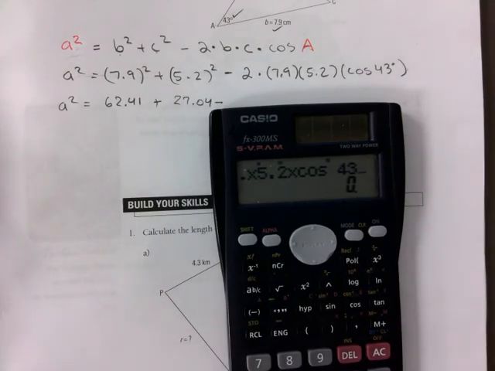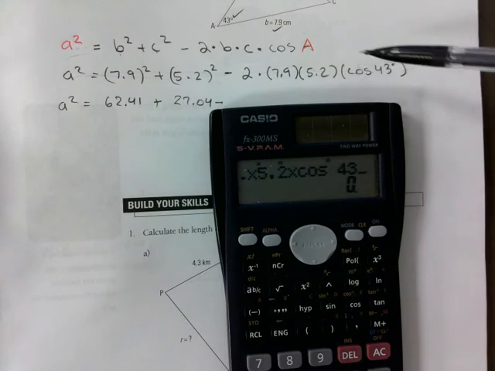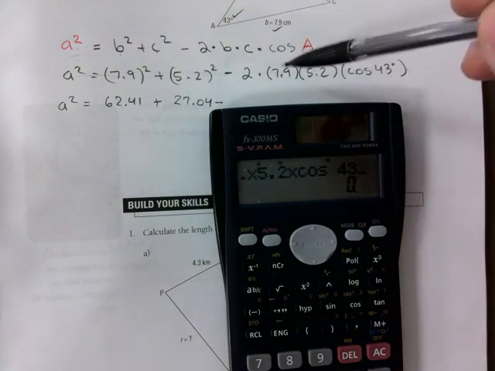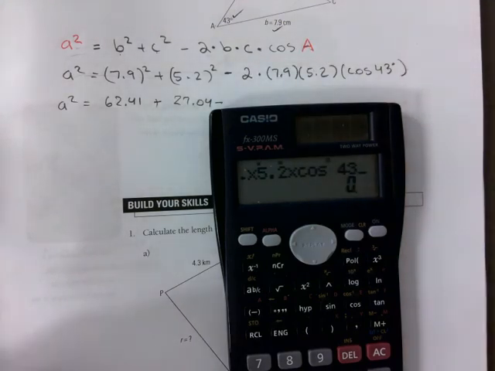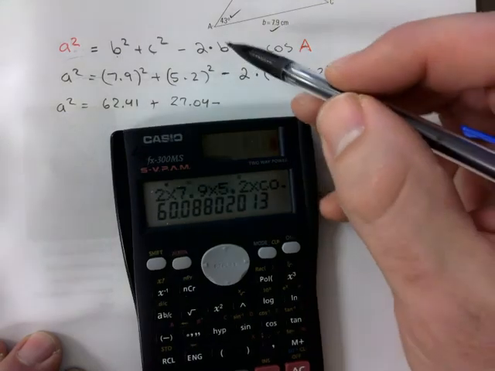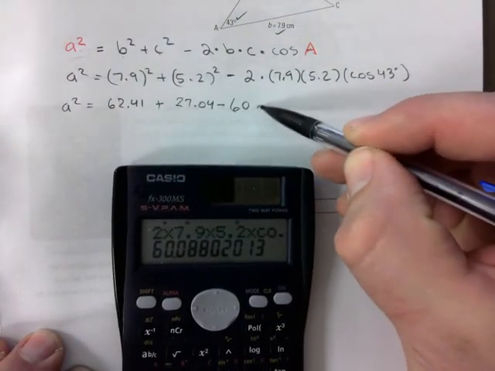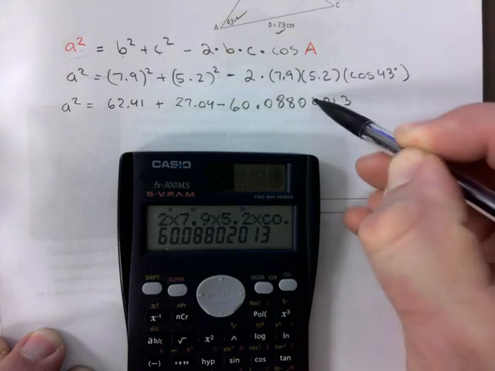If you have one of those calculators that immediately gives you cosine of 43, you need to go backwards. You need to go 43 cosine times 5.2 times 7.9 times 2. Okay, you need to go backwards. So watch what I'm getting. I'm getting 60. I'm going to use all decimals. 0.88202013.